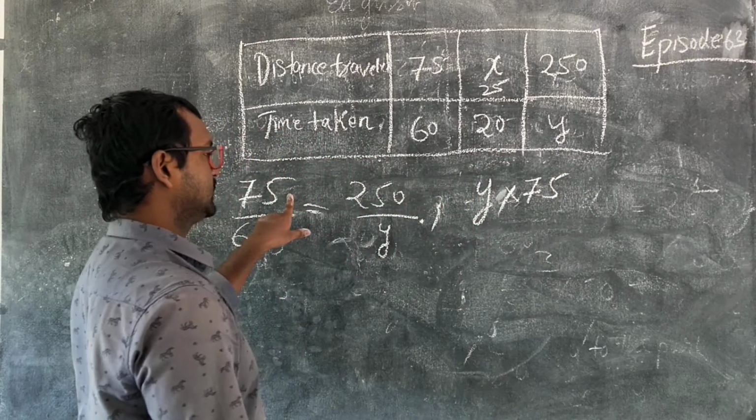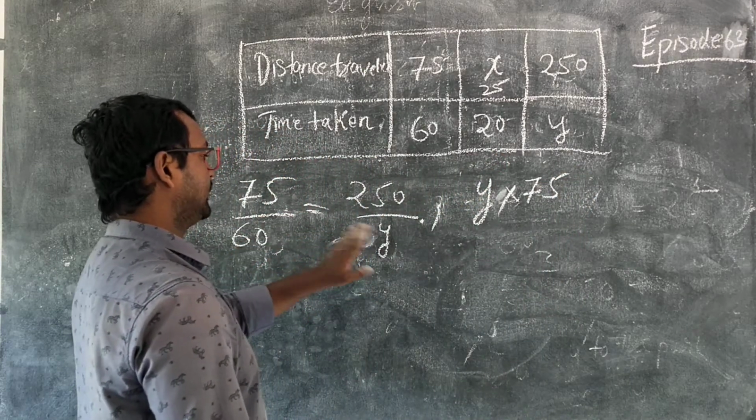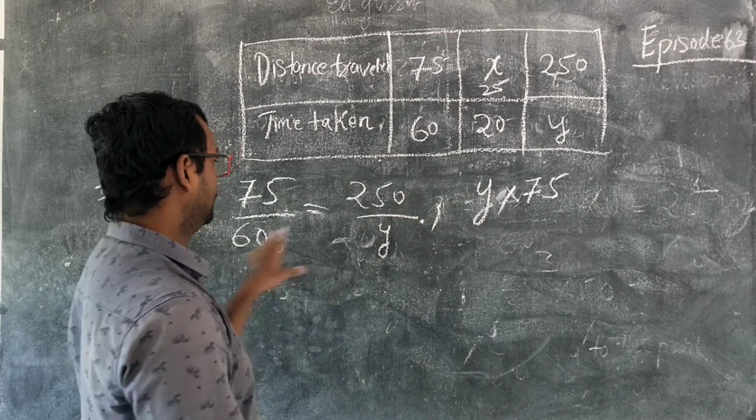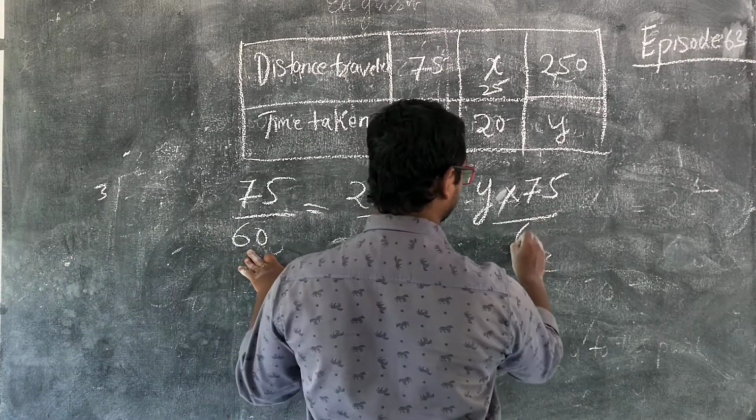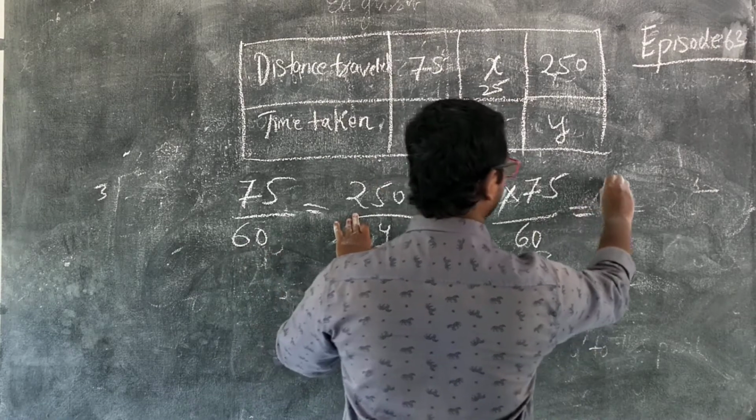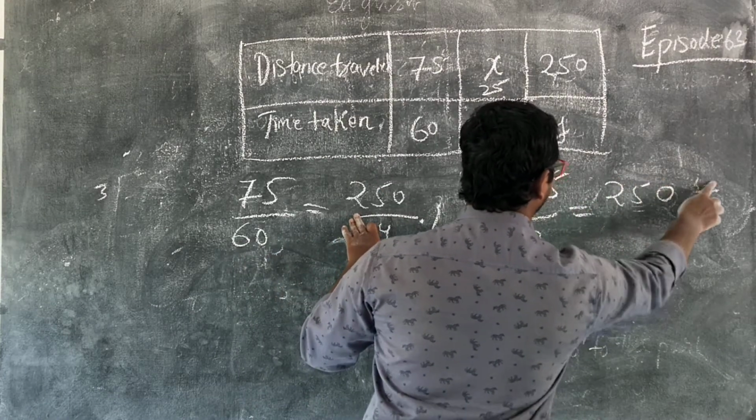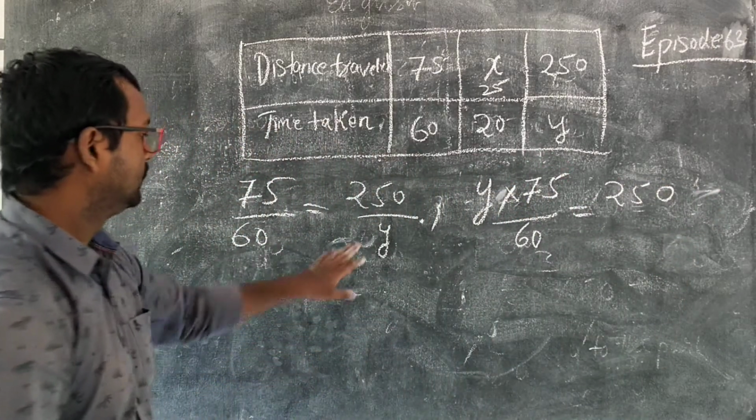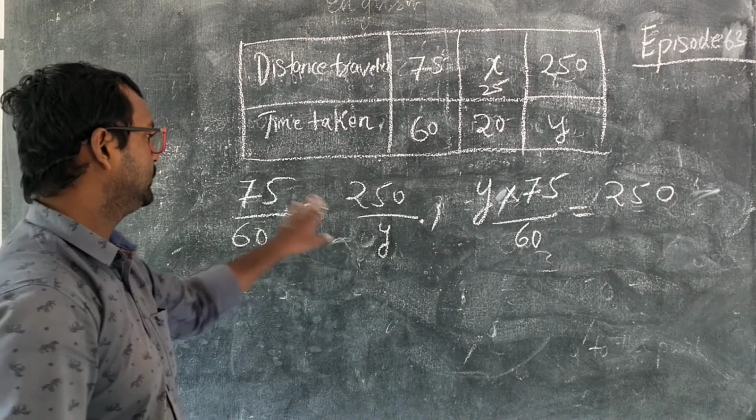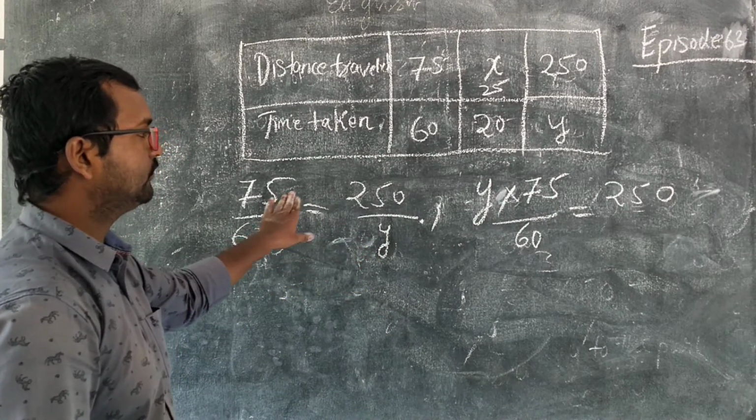Division will become multiplication when we move from the right hand side to the left hand side. So y into 75, below we have 60, is equal to 250. I just move this from here to here. Now we want to find the value of y.